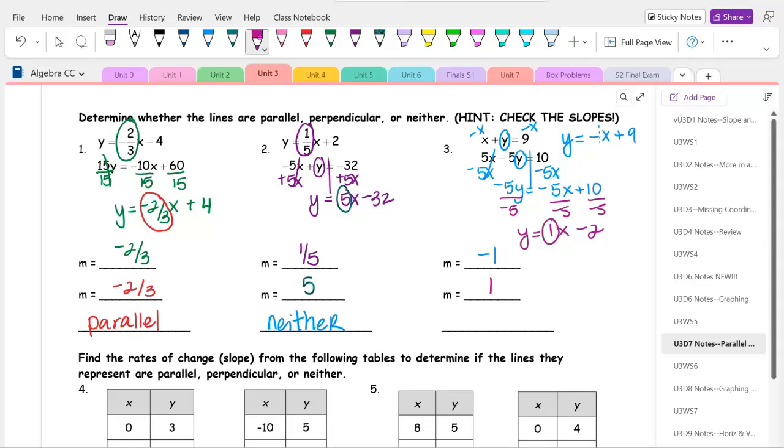Now, this one you have to be careful with because it does not seem like they are opposite reciprocals. But remember, 1 is really 1 over 1. So when you look at it, they are actually flipped because the top and bottom are the same, and one is positive and one is negative, which makes this perpendicular.